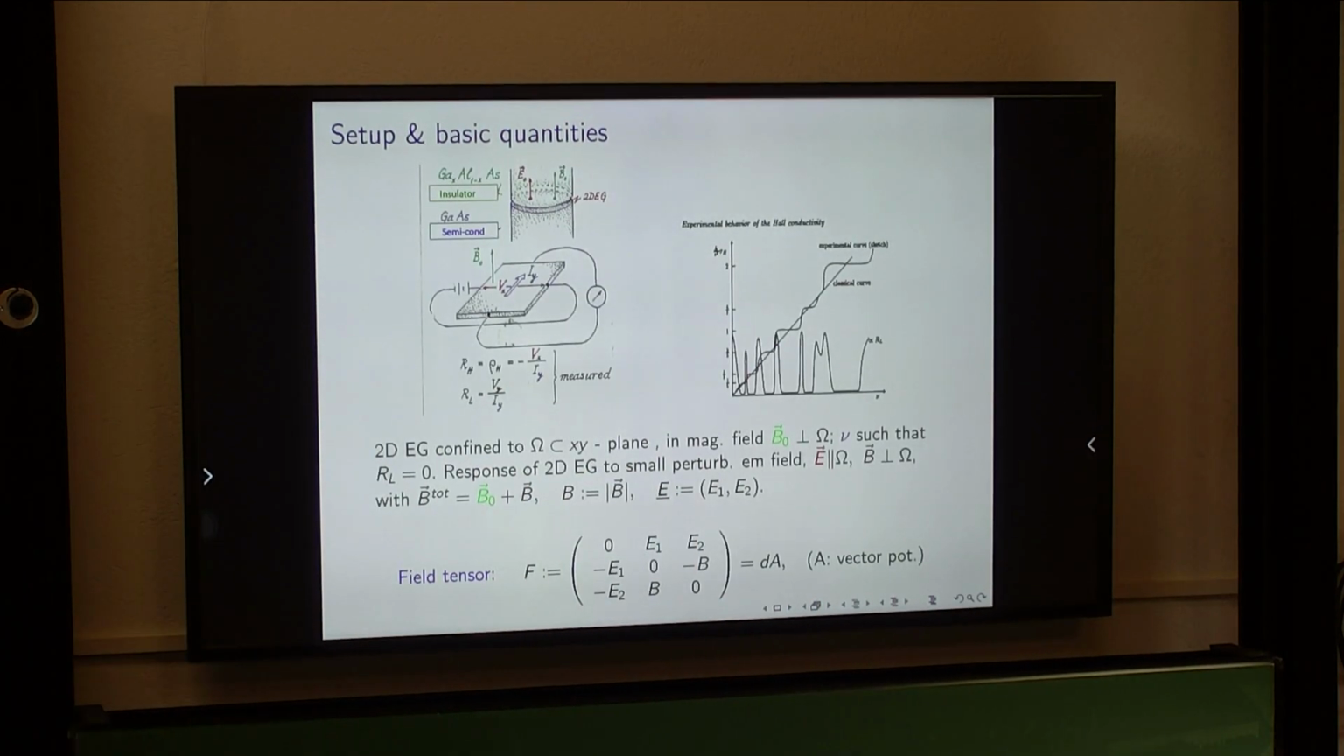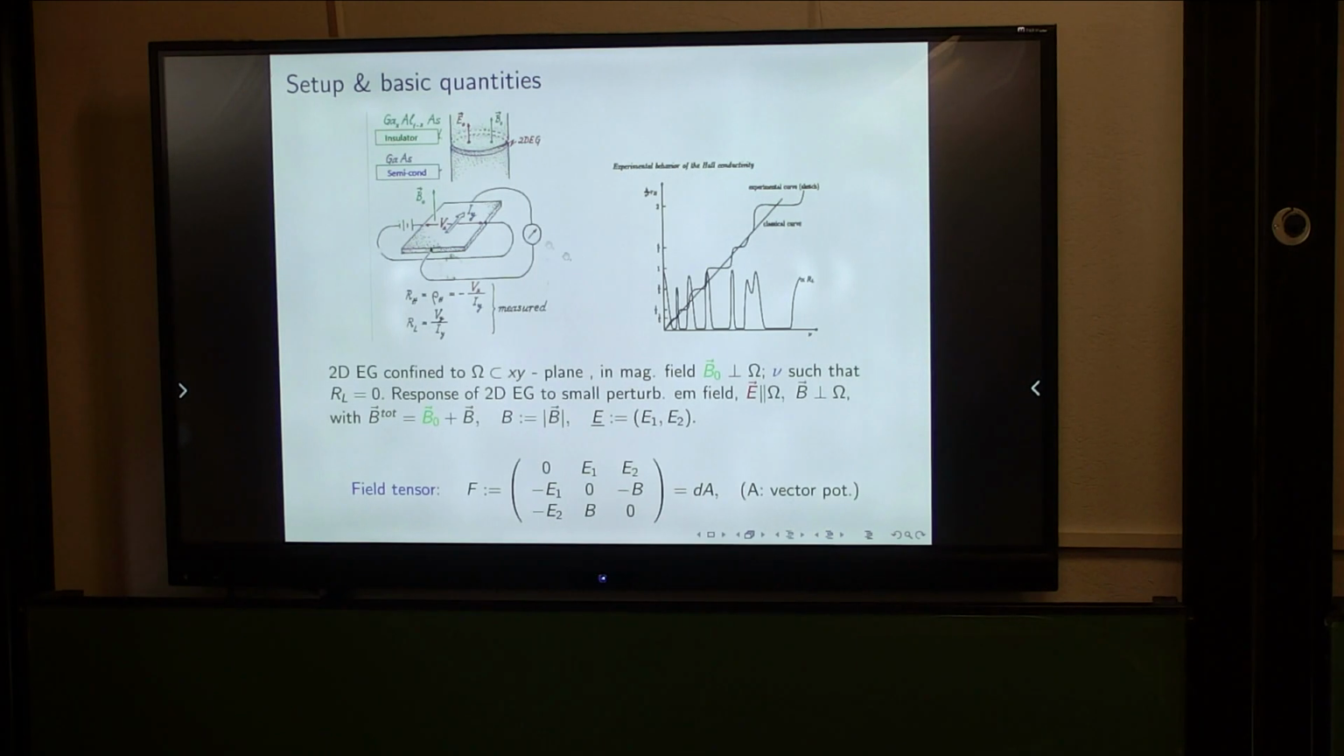So here is the setup. You have this interface between an insulator and a semiconductor. You turn on a gate voltage and put the whole thing into a homogeneous external magnetic field. Then you perturb the electromagnetic field by a little bit of an in-plane component, E underlined, and by modulating the transversal magnetic field in the direction perpendicular to the interface by a little fluctuation. Then you derive this B and E underlined from a vector potential, and the 2+1 dimensional field tensor is noted here.